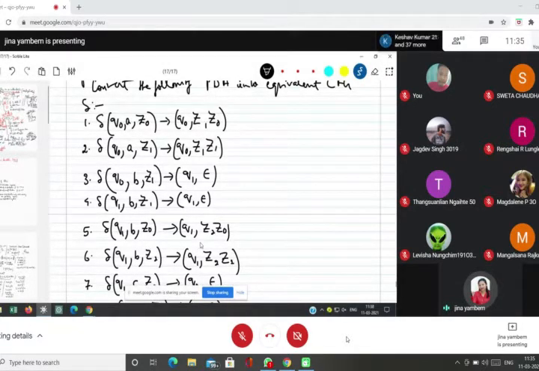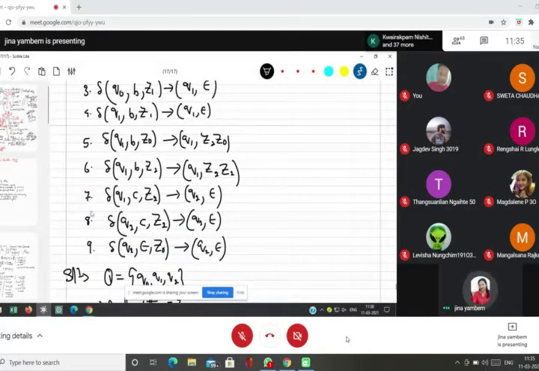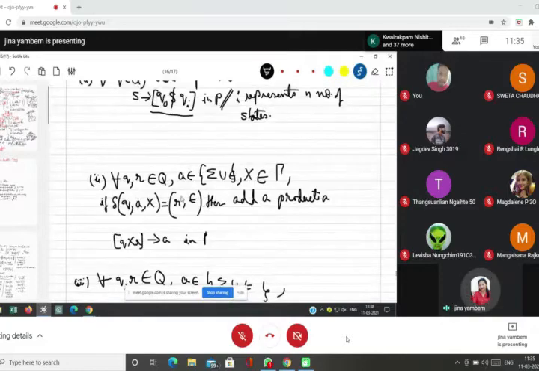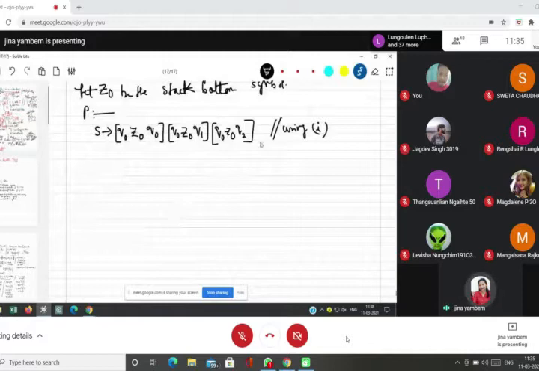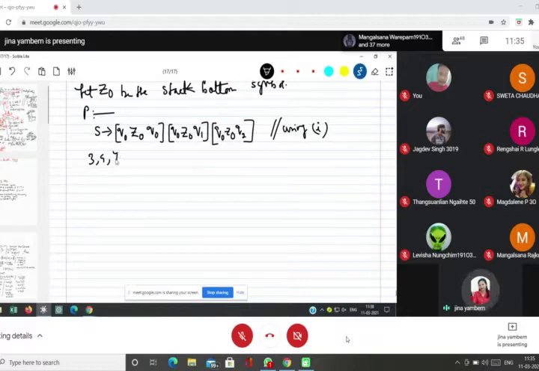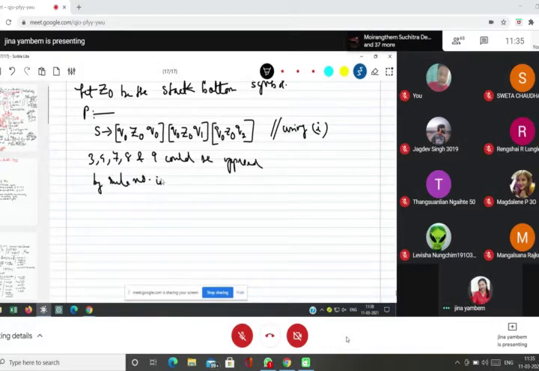Now let me check which transitions from the given pushdown automata could be applied with this rule number 2. So transitions number 3, 4, 7, 8, and 9 are applicable with rule number 2. Let me write 3, 4, 7, 8, and 9 could be applied by rule number 2.